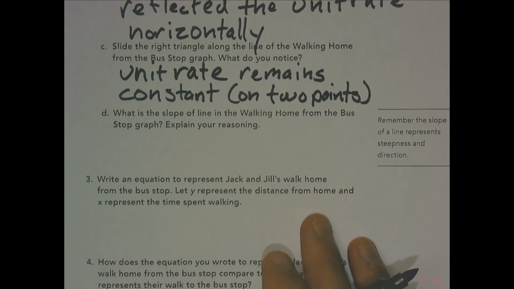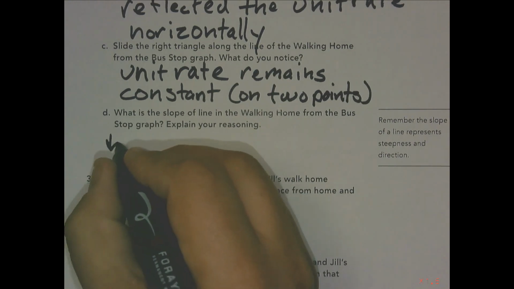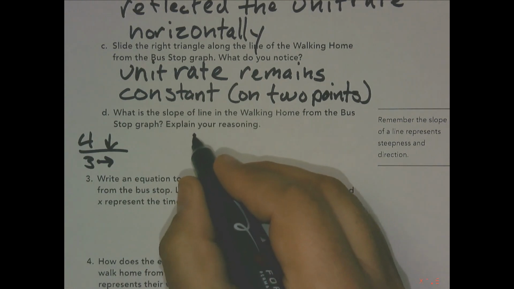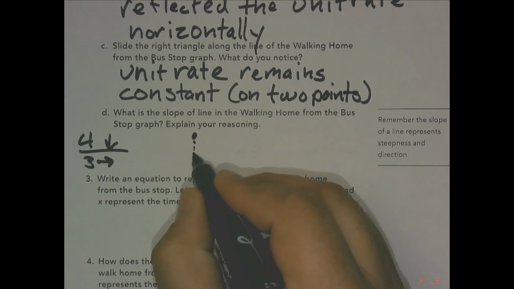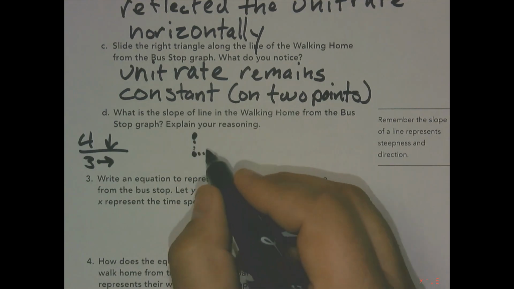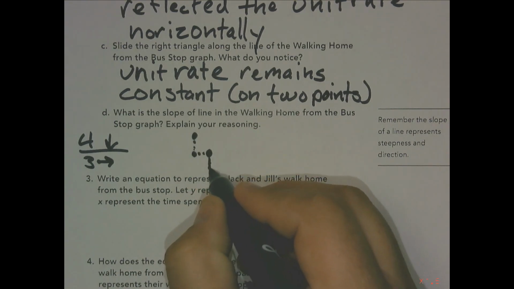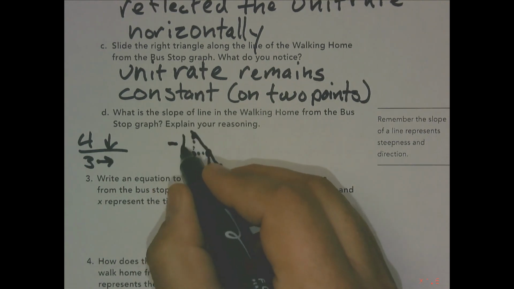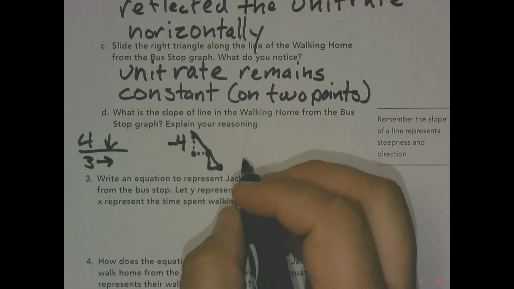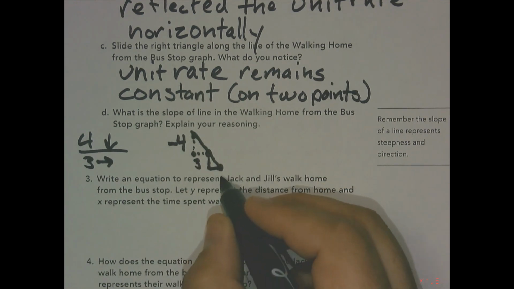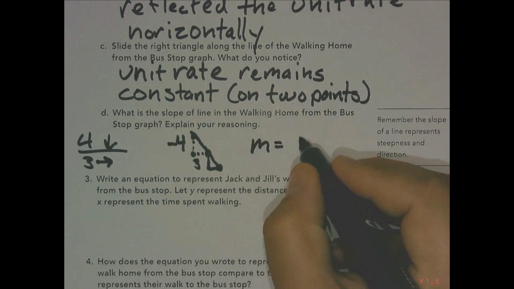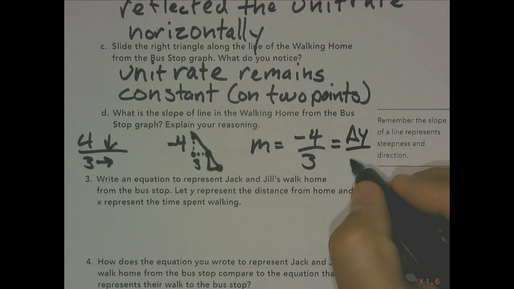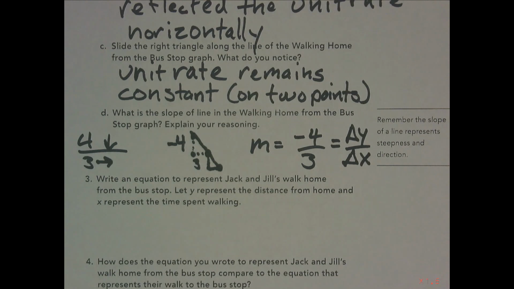Then it says, what is the slope? Well, if I start here and go down 1, 2, 3, 4, and I go over 3, that gives me my next point. I go down 4 over 3, that gives me my next point, and that's how we draw that graph. Going down in the y direction is negative, going to the right is positive. So my slope, m, is equal to negative 4 over 3, because remember, your slope is the change in y over the change in x.